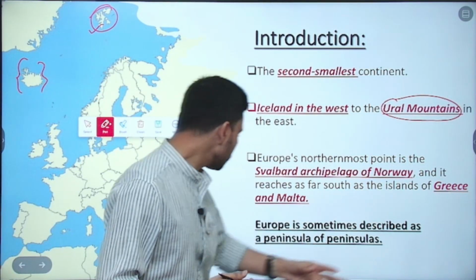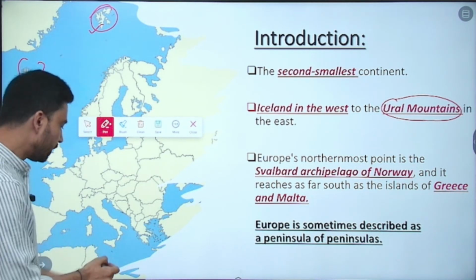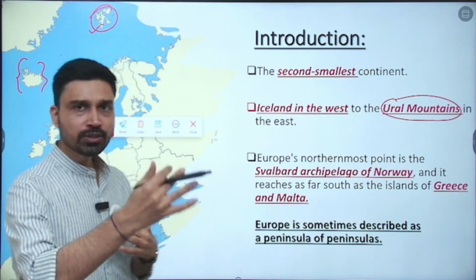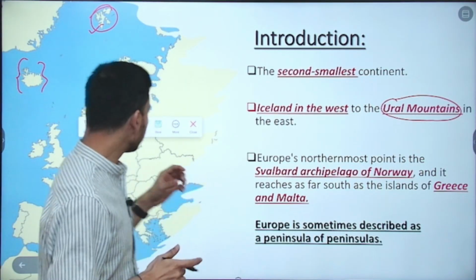And then further you come to the south, you have the Mediterranean Sea. In the Mediterranean Sea, you will find several islands such as Malta and Greece. So that is the overall extent as far as Europe is concerned.